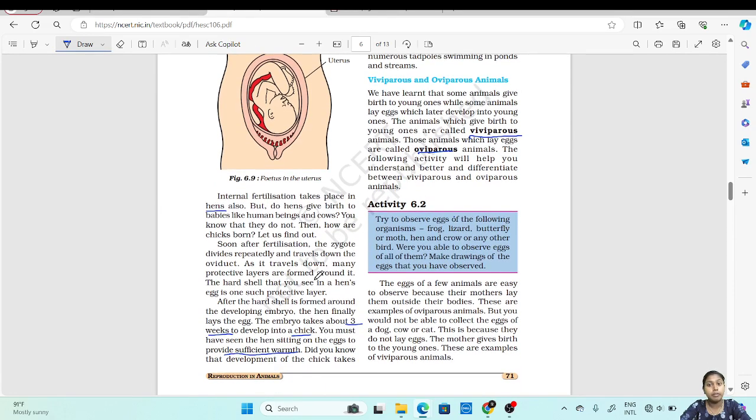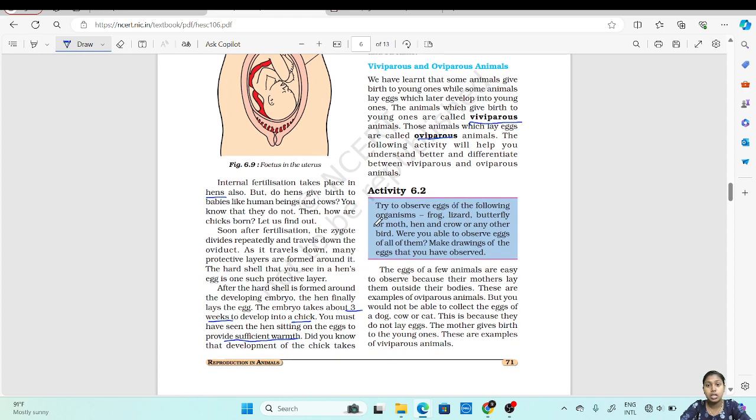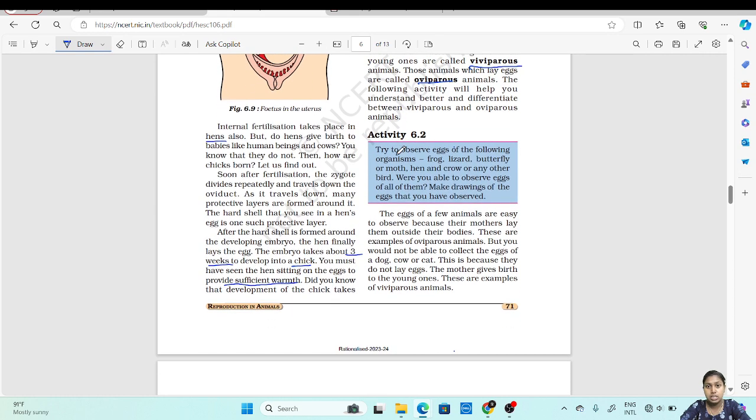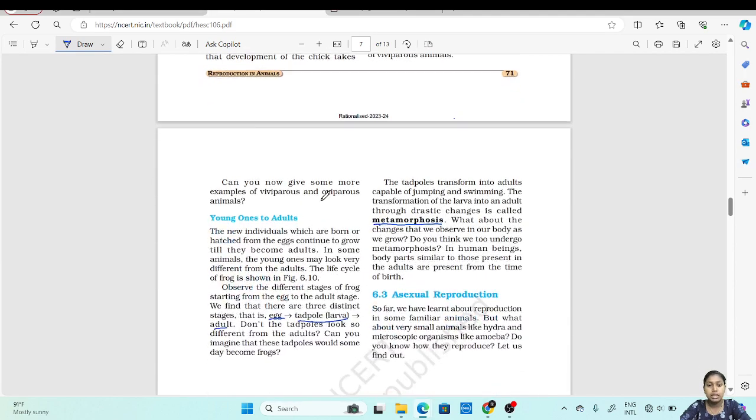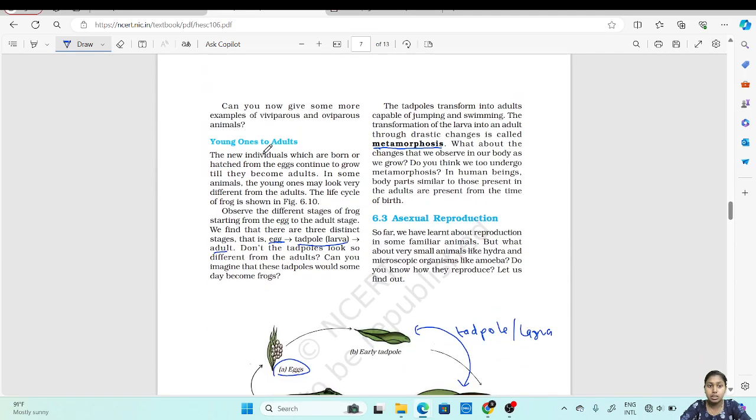Then we have seen what viviparous and oviparous animals are. Viviparous animals are the ones which give birth to young ones, for example humans and cows. Oviparous animals are the ones which lay eggs, for example the hen. Then we have seen the development of young ones into adults.